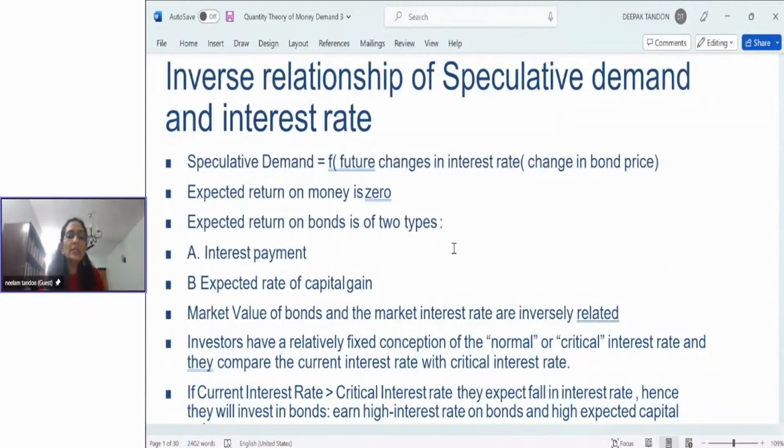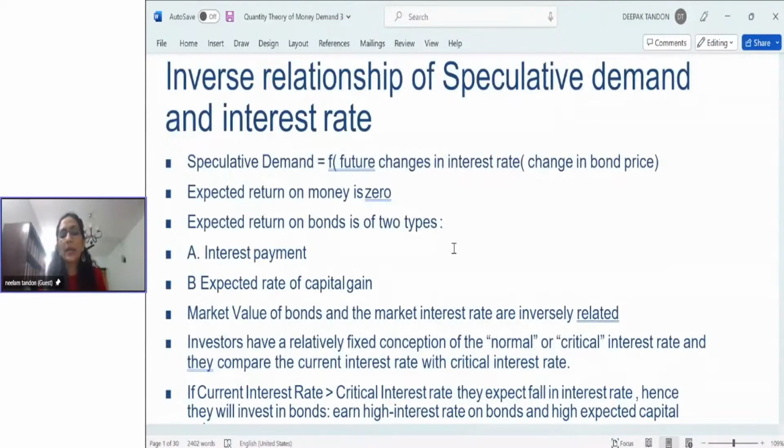Number two, investors have a relatively fixed conception of the normal. So what people believe, why was Ketan not ready to buy? Because he believed that the current rate, 7%, is the normal interest rate I should get, isn't it? So once you believe that the normal interest rate is higher, then there can be two scenarios. If the current interest rate is greater than the normal interest rate you expect, then what will you think about?